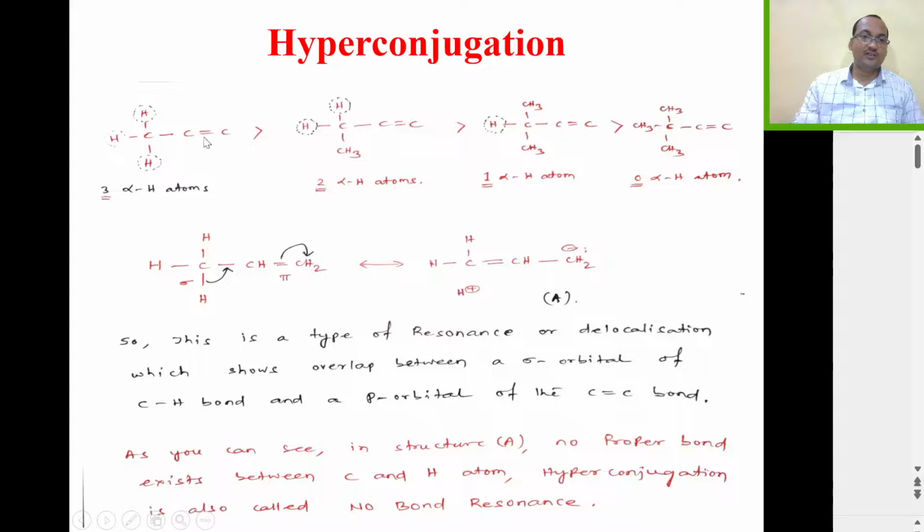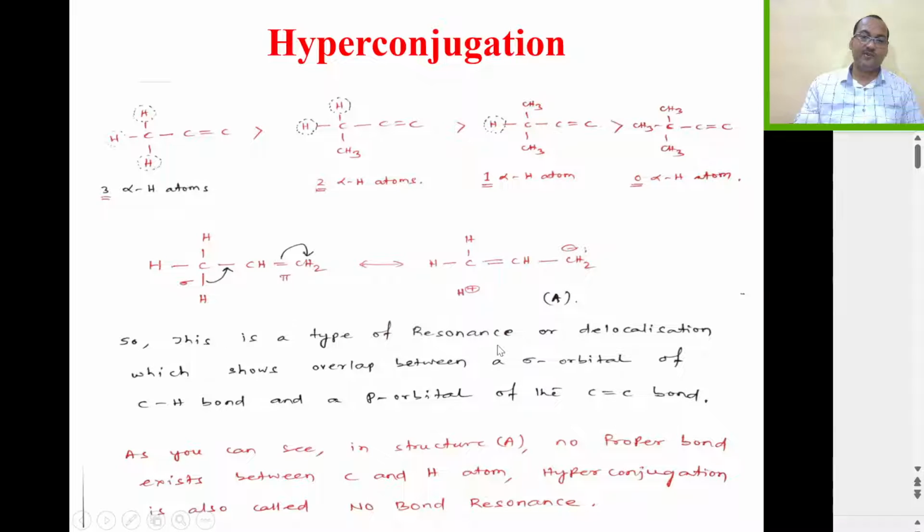Here in this structure, the carbon-carbon double bond is attached to the carbon containing alpha hydrogen atoms. Here you have 3 alpha hydrogen atoms. Here you have only 2 alpha hydrogen atoms. And here you have only 1 alpha hydrogen atom. And in this structure you have 0 alpha hydrogen atoms. So the order of stability will be: the one with 3 alpha hydrogen atoms will be more stable than this structure, than this structure, than this structure. As you can see here, this carbon-hydrogen sigma bond will move here, and this pi bond will move here or polarize here. As a result, you get this structure A.